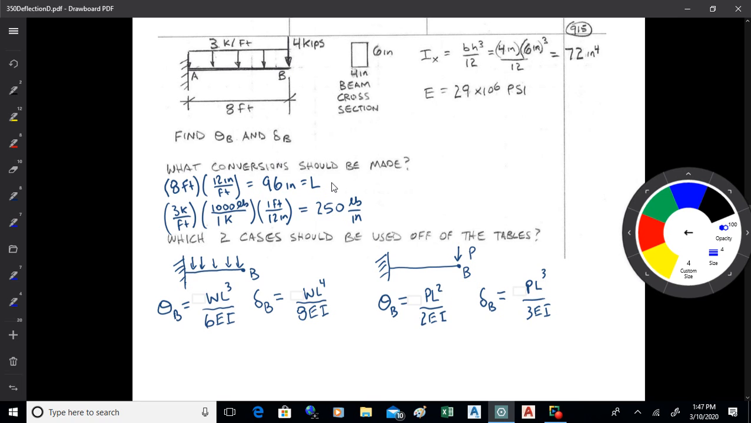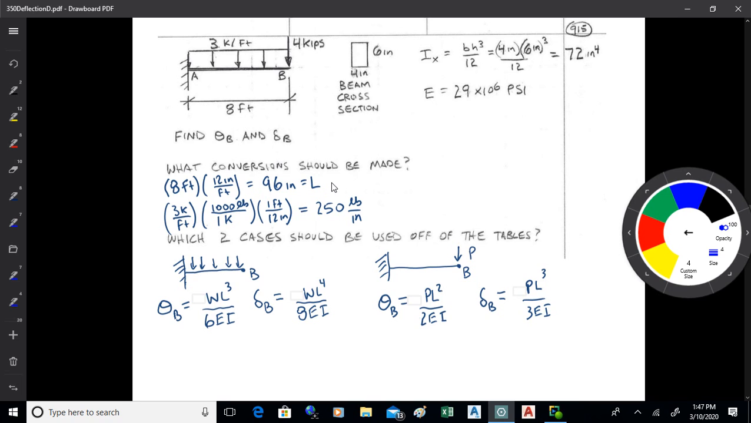And then for a cantilever, the slope at the end would be PL squared over 2EI for the point load at the end, and delta would be PL cubed over 3EI. Okay. So those are the cases that we're going to use. And we're just going to calculate them and add them up. That's really all you have to do.